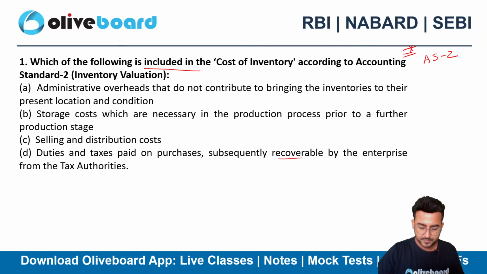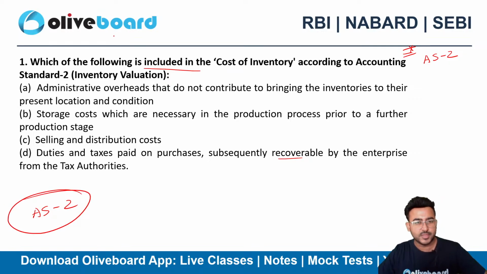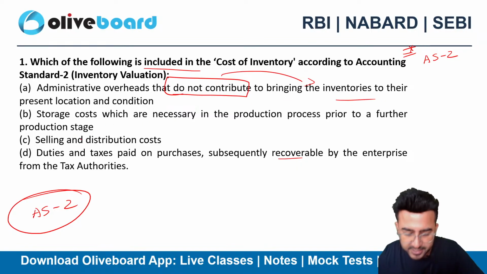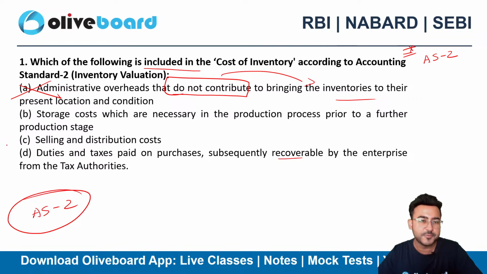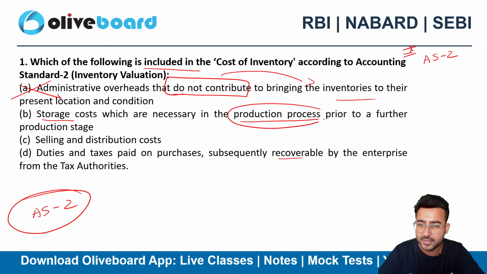So any idea, guys? Which element will be included in the cost of inventory as per Accounting Standard 2? The first one is administrative overhead that does not contribute to bringing the inventory to its present location and condition, so obviously this won't be the answer. Option A is not correct. Option B, storage costs which are necessary in the production process prior to a further production stage.